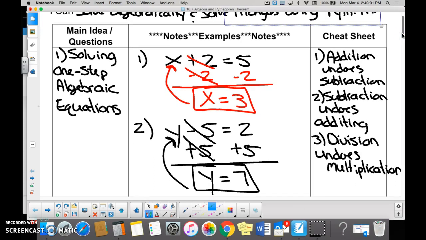So here we go. We have x plus 2 equals 5. I know all of you know the answer is 3, right? Do we care about the answer? No. How do you get there algebraically? You have to get x by itself. So how do you get rid of a positive 2?